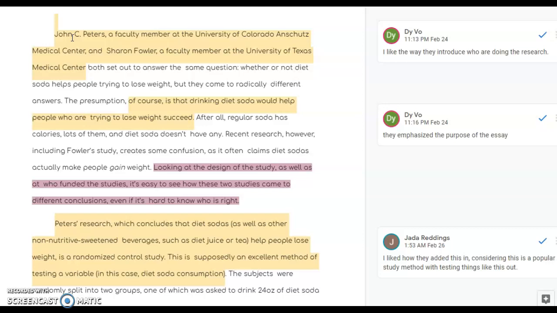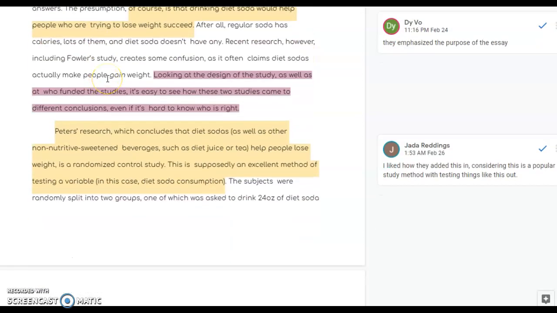One or two sentences here just setting out "we often come across conflicting arguments about a question that we might want an answer to" would actually help the reader of this piece understand this, okay? I also wanted to point out the thesis here. "Looking at the design of the study as well as who funded the studies, it's easy to see how the two studies came to different conclusions, even if it's hard to know who's right."